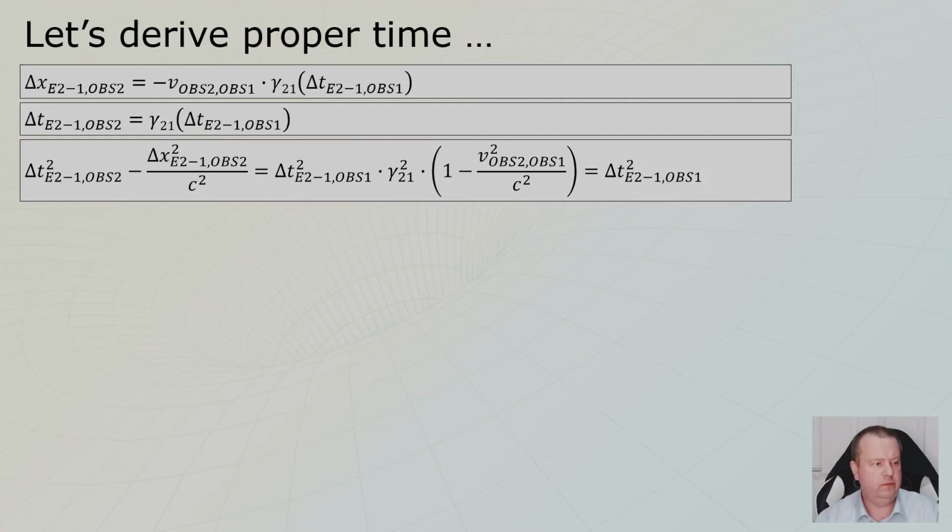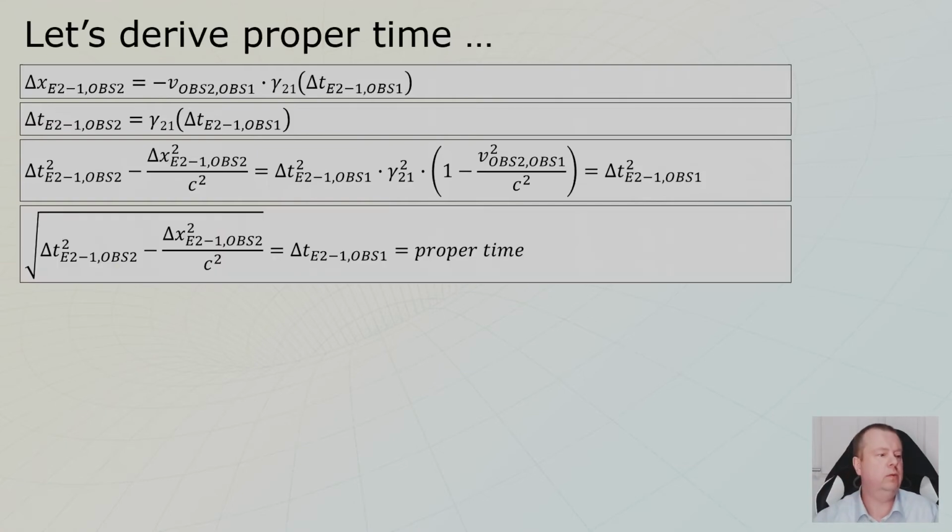And then the last step is that gamma squared is 1 over 1 minus v over c squared. And now you multiply it with 1 minus v over c squared. So gamma squared cancels out here, so we are left with delta t squared through the eyes of observer 1. Now we can take the square root on both sides and we get this. So the square root of delta t squared minus delta x squared over c squared through the eyes of observer 2 equals delta time through the eyes of observer 1.